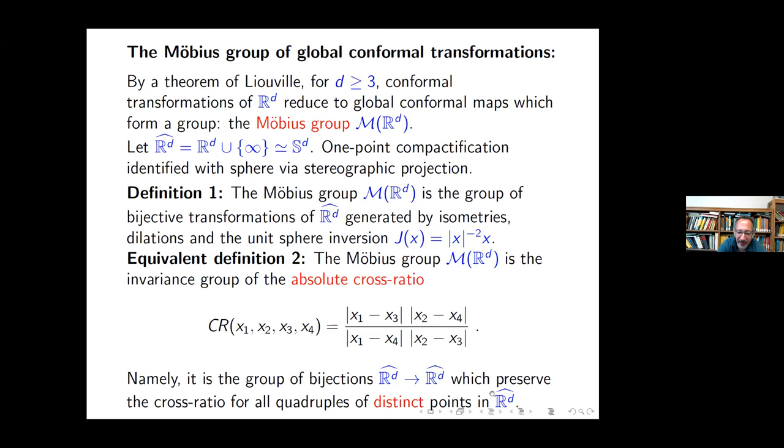completed R^D. That's because, for example, only one of them can be infinite, say x4, and then there is this factor and that factor, and when you plug in x4 equal infinity, they just disappear. Okay, so it's an extension by continuity. And so you look at all bijections of this completed R^D to itself which preserve this cross ratio, and it's exactly the same. Okay.